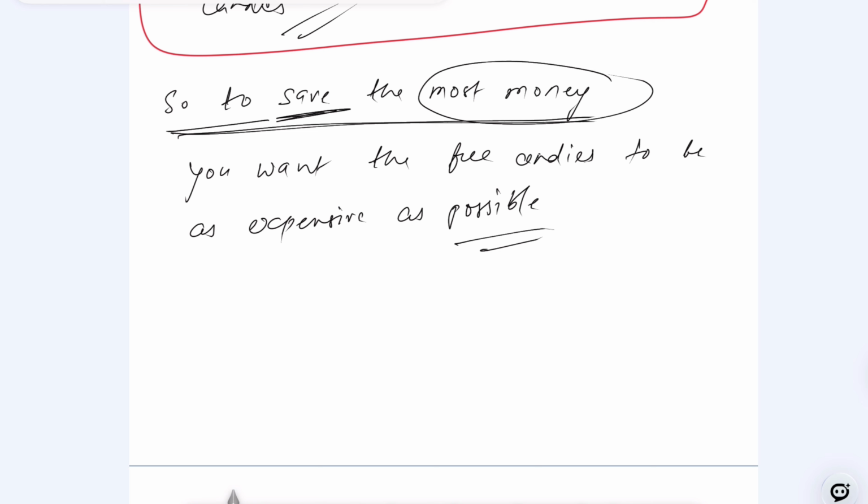It means what? We should handle the expensive candies first, right? That means we should handle expensive candies.